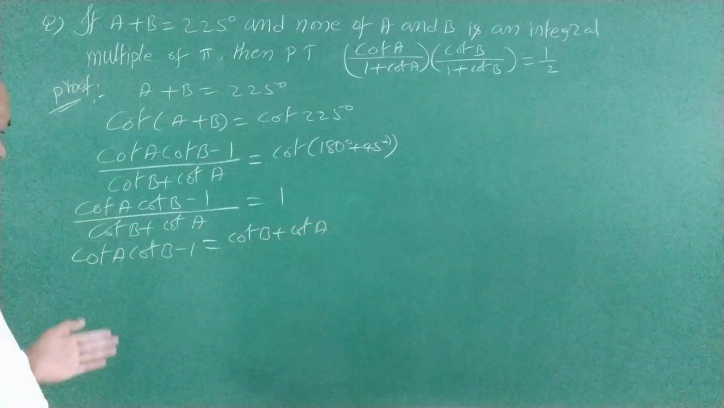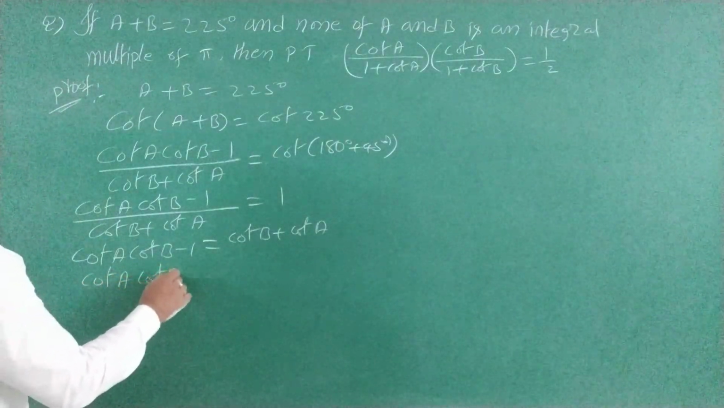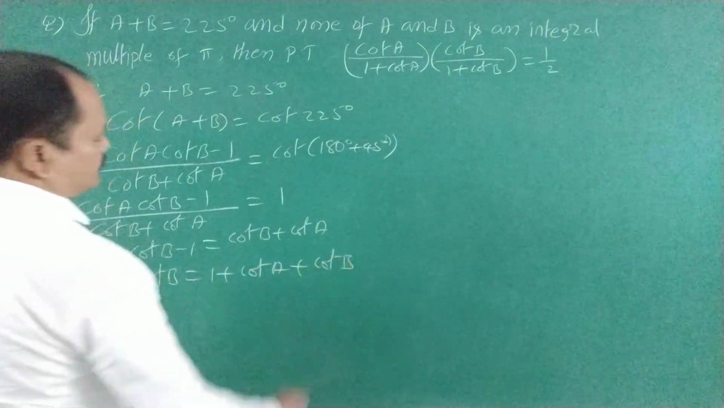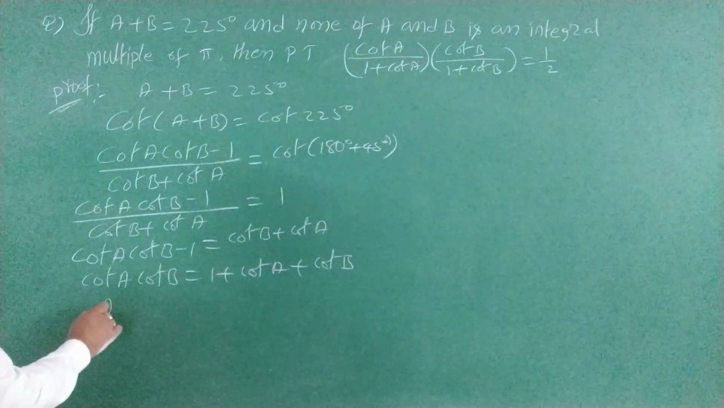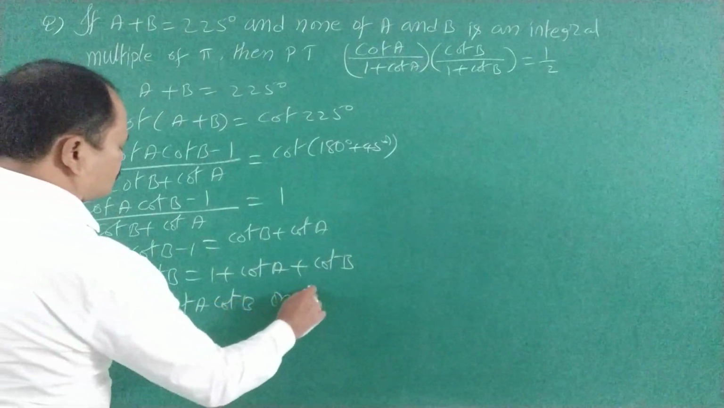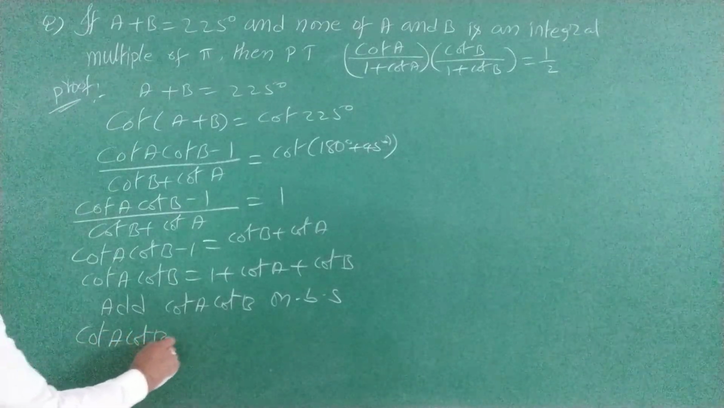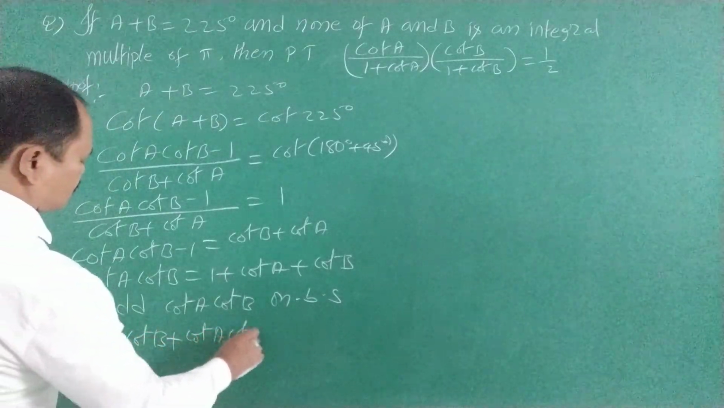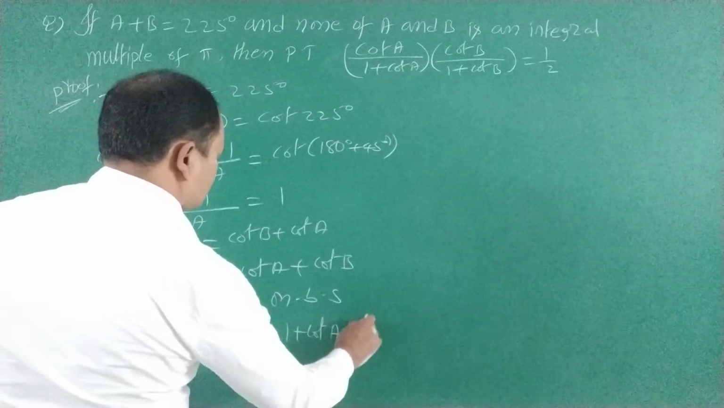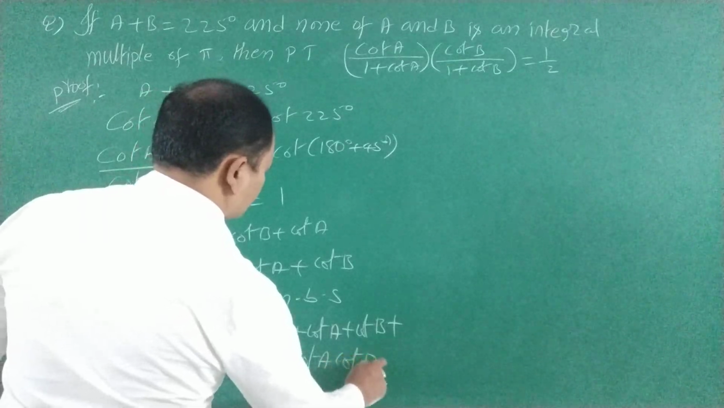Now from this, if you shift 1 to that side, then cot a cot b is equal to 1 plus cot a plus cot b. Now add cot a into cot b on both sides. Then it is cot a cot b plus cot a cot b is equal to 1 plus cot a plus cot b plus cot a cot b. This is adding the term on both sides.